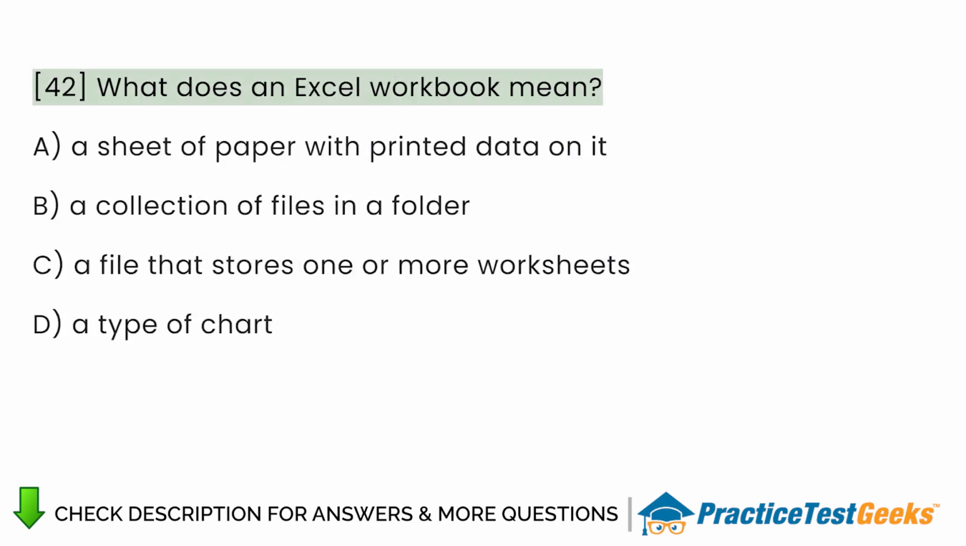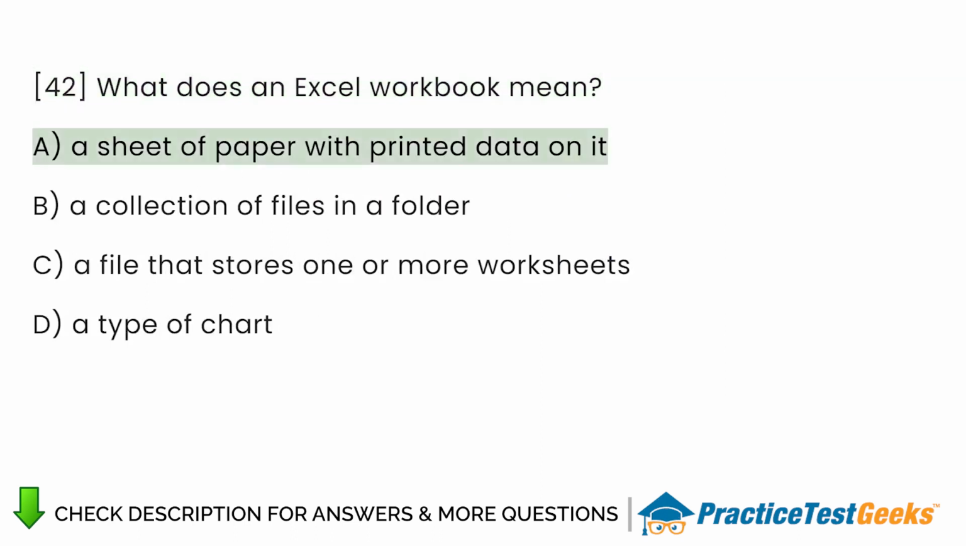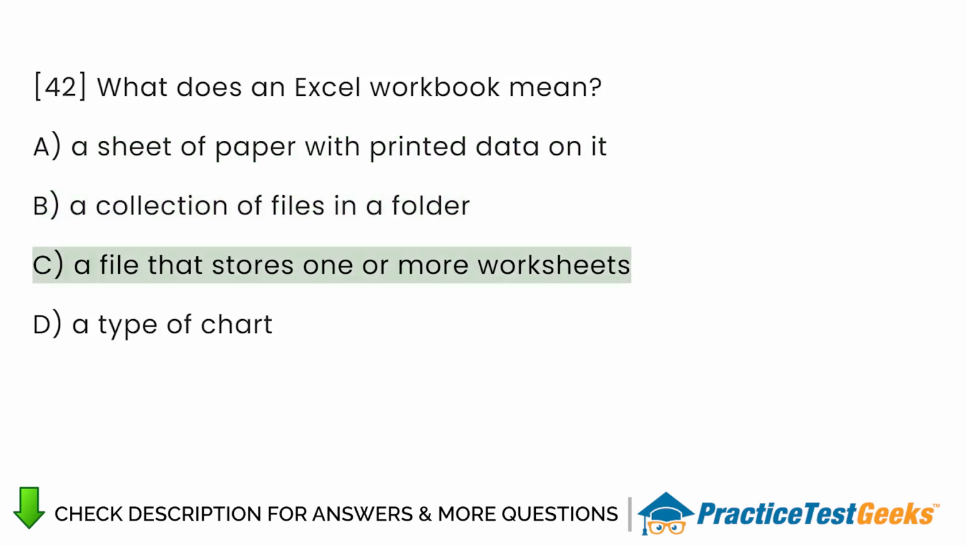What does an Excel workbook mean? A. A sheet of paper with printed data on it. B. A collection of files in a folder. C. A file that stores one or more worksheets. D. A type of chart.